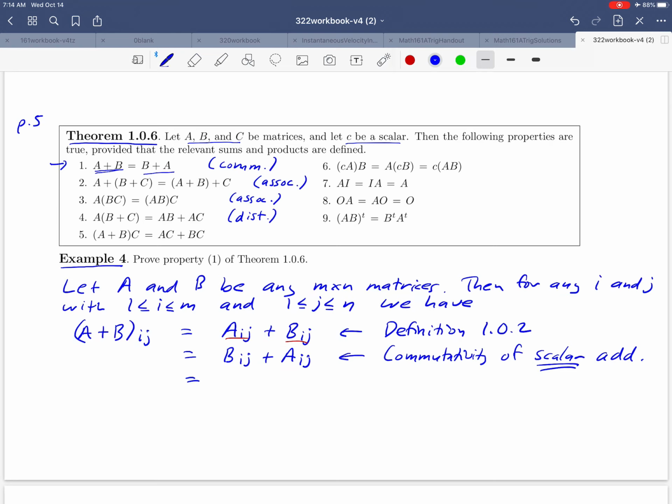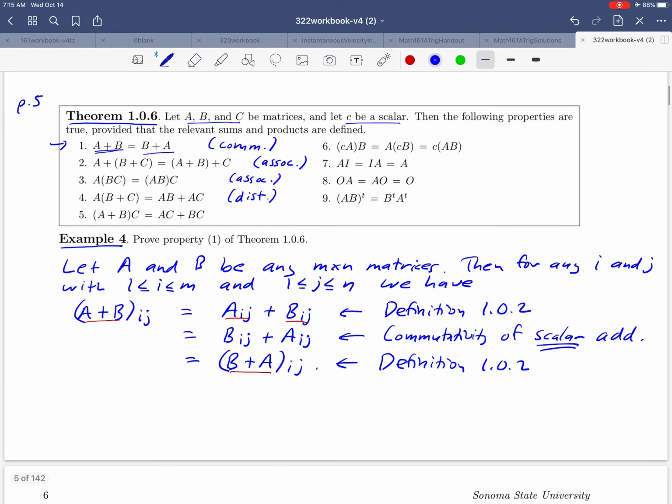And then finally, Bij plus Aij, that is by definition the entry in the ith row and the jth column of B plus A. So we've just used definition 1.0.2 again, this time for the matrix B plus A. So notice where we started and where we stopped. We just showed that in the matrix A plus B and in the matrix B plus A, you get the same number in the ith row and the jth column. Since that's true for every row and every column, we've just shown that the entire matrices are the same.